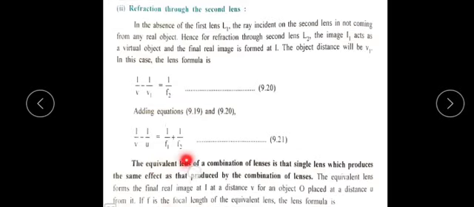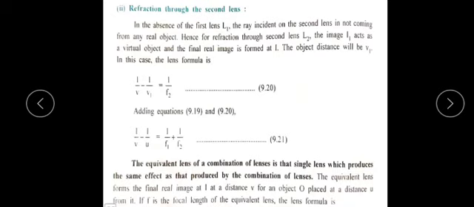See, F1 and F2 are the focal lengths of the two different lenses. Now the combination of these two lenses gives one equivalent lens. First, we should know what an equivalent lens is. The equivalent lens of a combination of lenses is a single lens which produces the same effect as that produced by the combination of lenses. Equivalent lens is nothing but a single lens which produces the same effect as that of the combination of two lenses or many lenses.